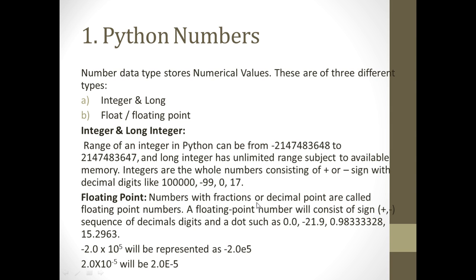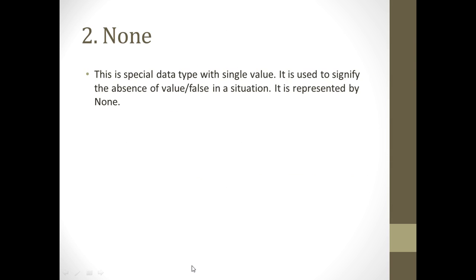Again they can be from the numbers on the negative scale or positive scale. These are the various numbers that are possible: 0.0, -21.9, 0.983, and so on. If we have -2.0 into 10 to the power 5, it will be represented as -2.0 E5. 2.0 into 10 to the power minus 5 will be written as 2.0 E minus 5. We have another data type which is none. Now, none indicates that there is no value that is getting stored.